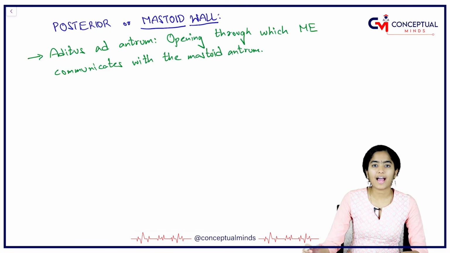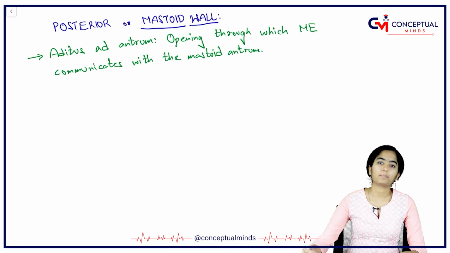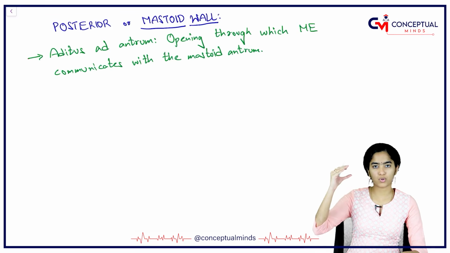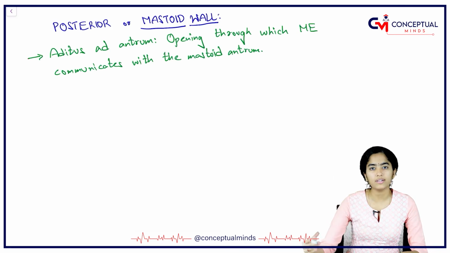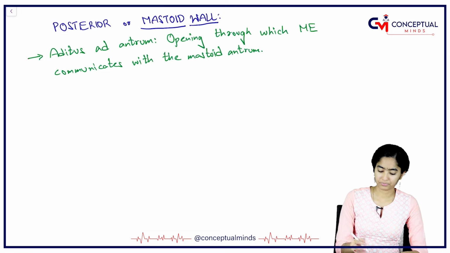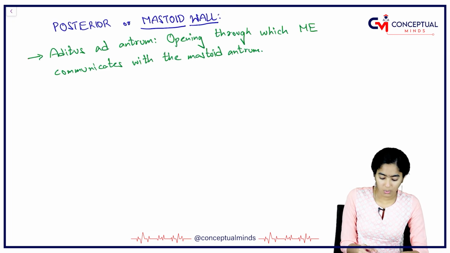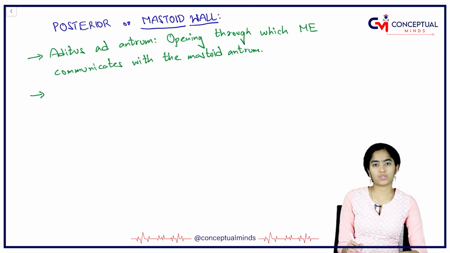Specifically speaking, the attic part of the middle ear, that is the epitympanic part of the middle ear, the topmost part, is communicating. In between there is a wall. Only on the topmost part there is an opening between the middle ear and the mastoid antrum. Then, what are the other structures present on the posterior wall?